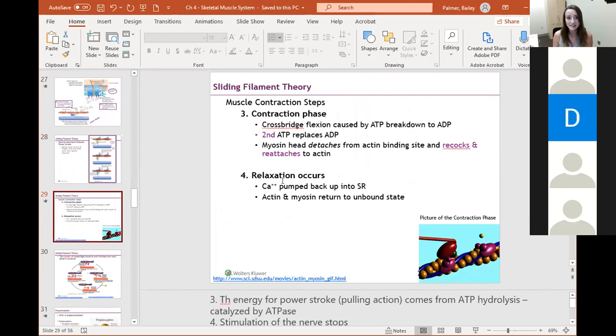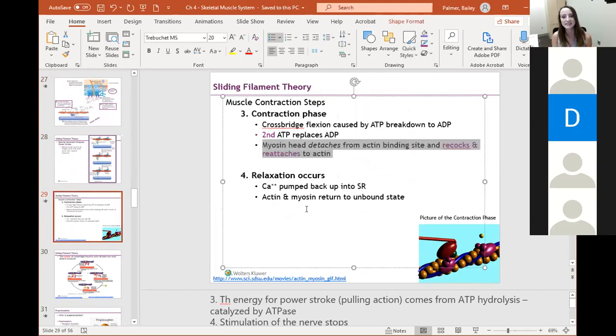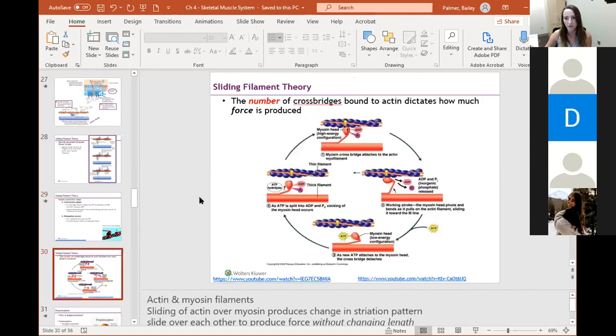Another question you may see in regards to the sliding filament theory is a statement like this: myosin head detaches from actin binding site, recocks and reattaches to actin. You may have to know, where does that occur? Does it occur in the resting phase, or the relaxation phase, or the contraction phase? So kind of knowing where those steps fall, in step 1, 2, 3, or 4. That's kind of all you really have to know about the sliding filament theory.